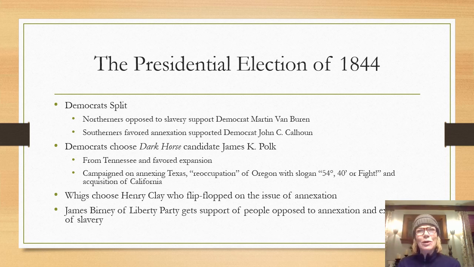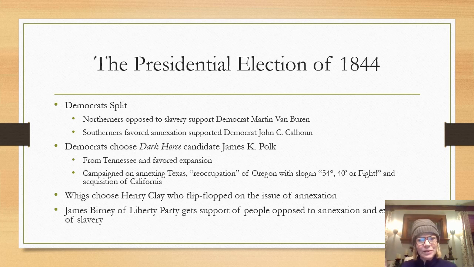So Martin Van Buren comes, and then all of a sudden now he's kind of an abolitionist. And then you get John C. Calhoun, who's a strong supporter of slavery in the South. So because they're split, the Democrats can't seem to find a candidate. So they have a new convention, and this dark horse candidate, somebody that nobody really knows about, kind of comes from nowhere, and that's what the term dark horse is.